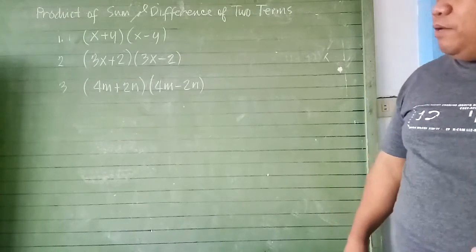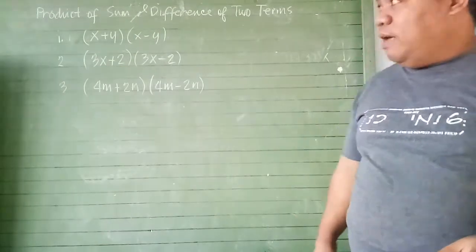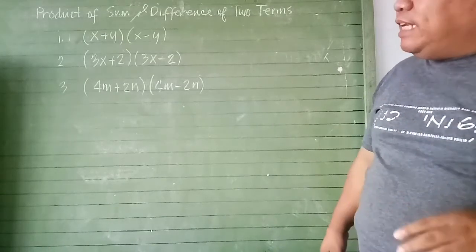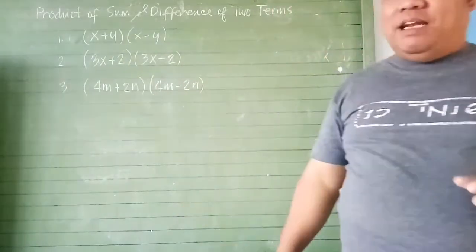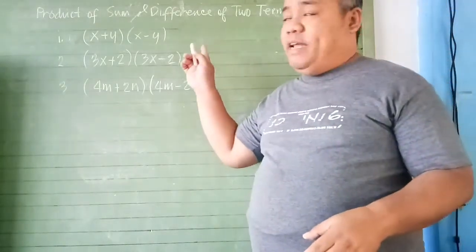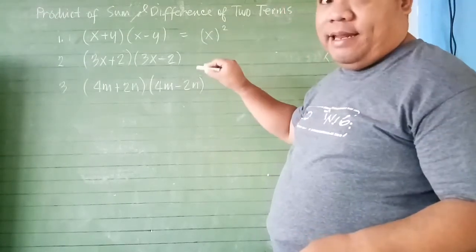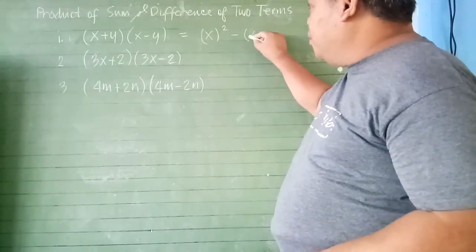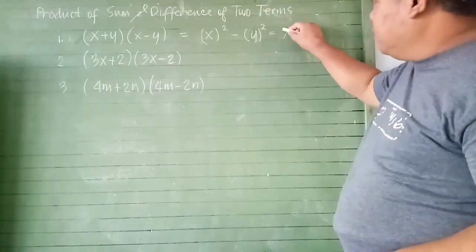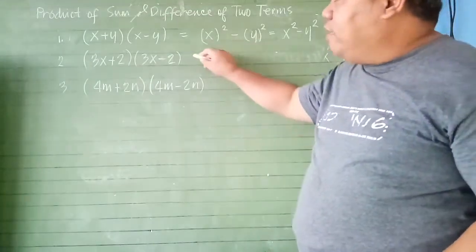We have now our next topic, which is the product of the sum and difference of two terms. You know, this type of binomial is unique. If you examine it, in number 1 we have x plus y, and the other binomial is x minus y. They are almost the same, the only difference is the operation. One is positive and the other one is negative. So how are we going to multiply this type of binomial? It's simple. We square the first term, then minus the square of the last term, and then we simplify. So we have here x squared minus y squared. And that's it.